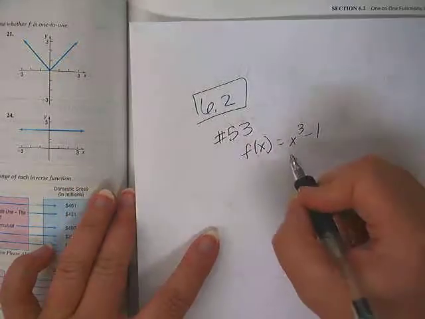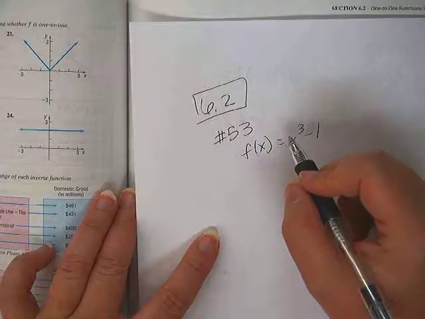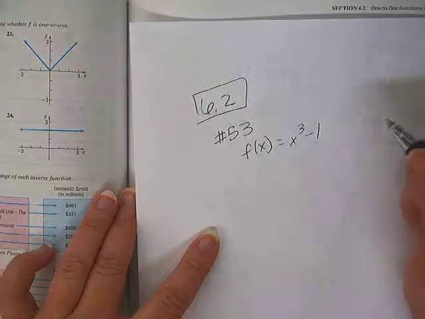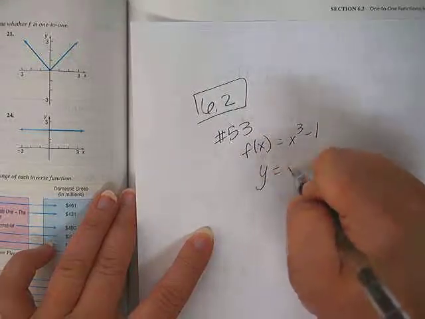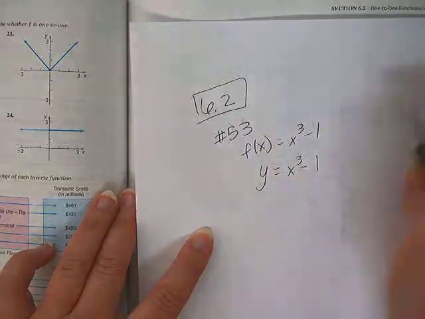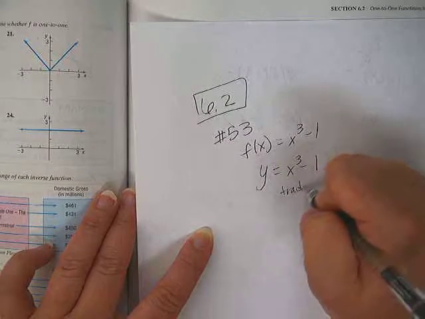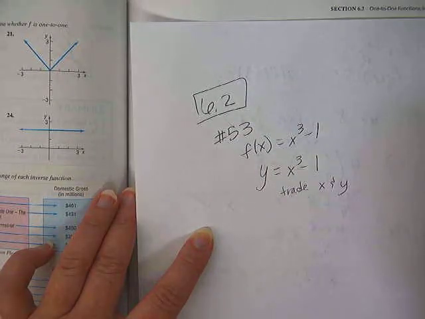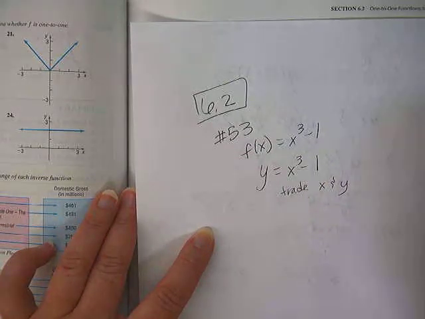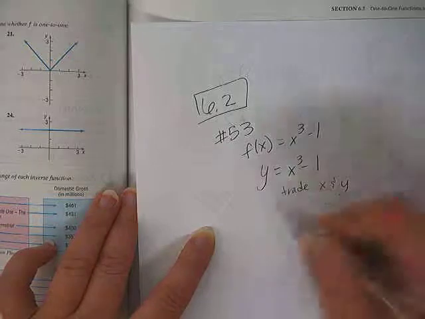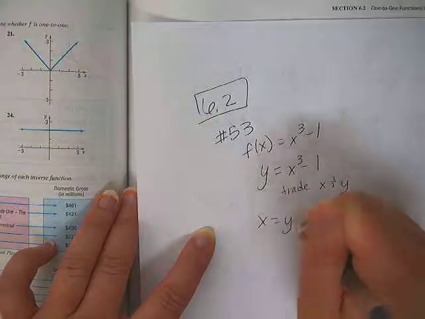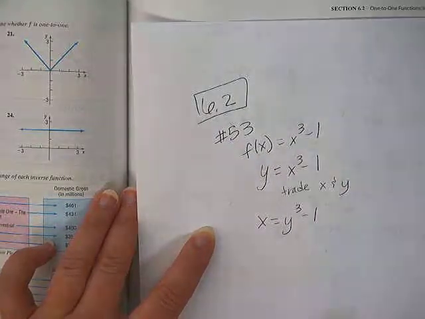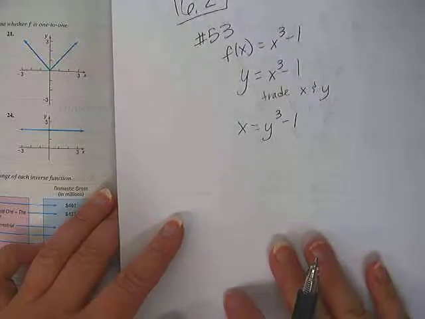Okay, so we're going to find the inverse. The way to do that is to trade x and y. Right now we have no y, so let's rewrite this as y equals x cubed minus 1. And then we are going to trade x and y. You only trade the x and the y. You don't trade any numbers, any exponents, any multiplying, dividing, subtracting, adding, just the letters. So we just go x equals y cubed minus 1. Do you see how I simply traded x and y?